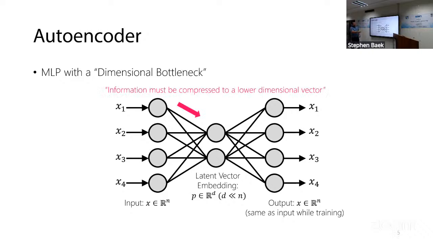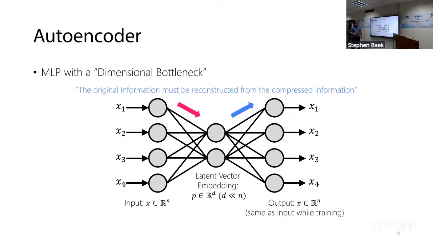The thing is, we have this dimensional bottleneck. The way we define the autoencoders is we have an MLP, but the hidden dimension should be significantly smaller than the input dimension. So some n-dimensional input comes in, and that same input should be reconstructed as an output. But in the middle, we have only d neurons, where d is significantly smaller than n. And the neural network is forced to learn to compress this original n-dimensional input into some d-dimensional encoding, so that from that d-dimensional encoding, you can reconstruct the original information.